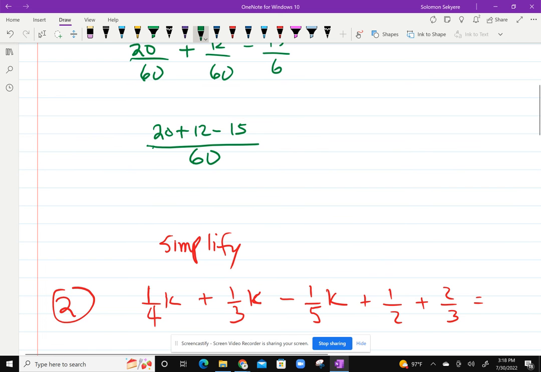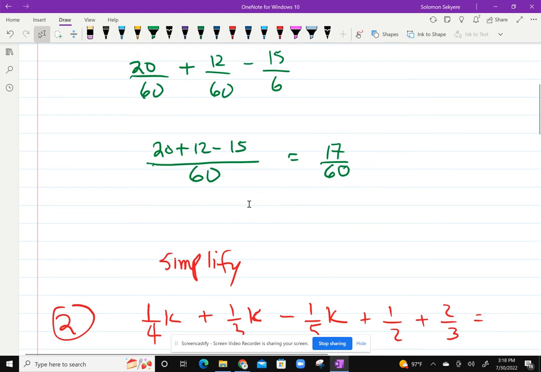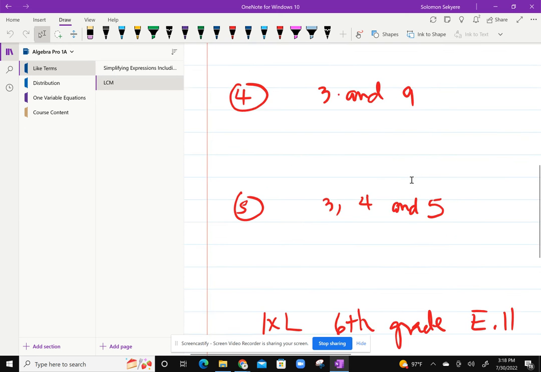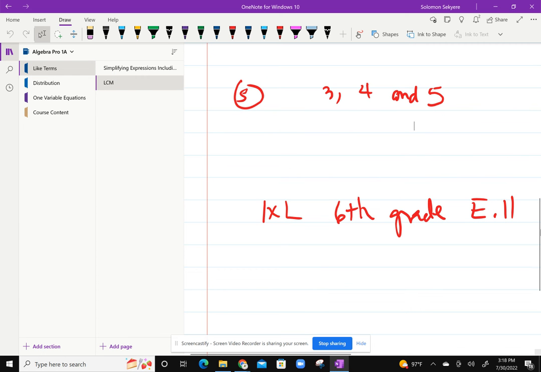It's 32, minus 15 is 17. So this whole thing reduces to 17 over 60, and we don't have any common number to reduce it further. So, review it. You understand it? Okay, let's move on. All right, to review your LCMs, we can go to IXL 6th grade E11.